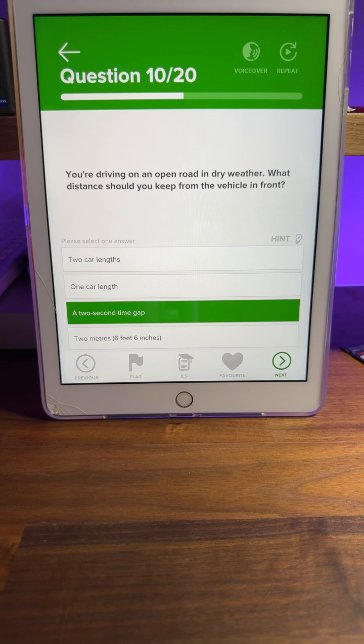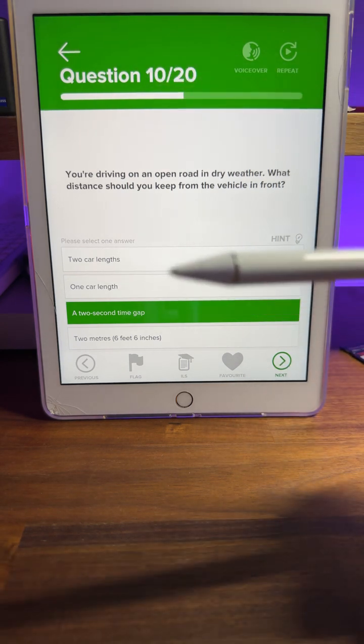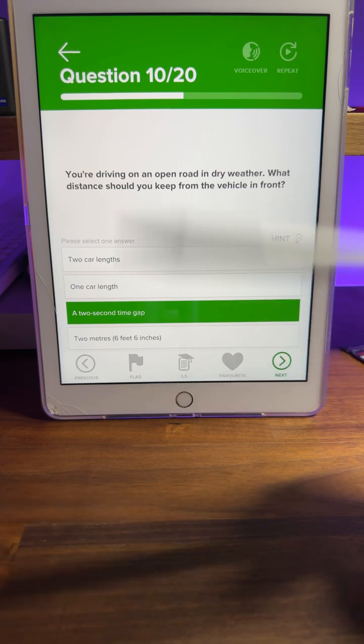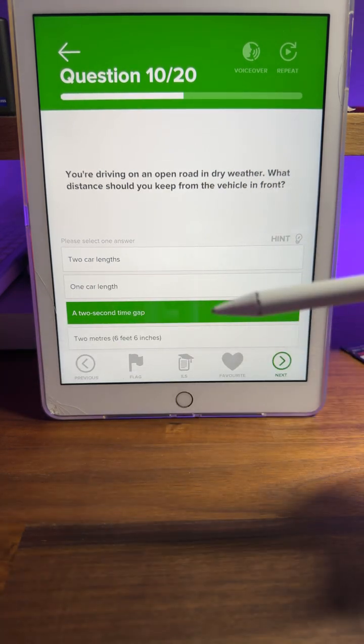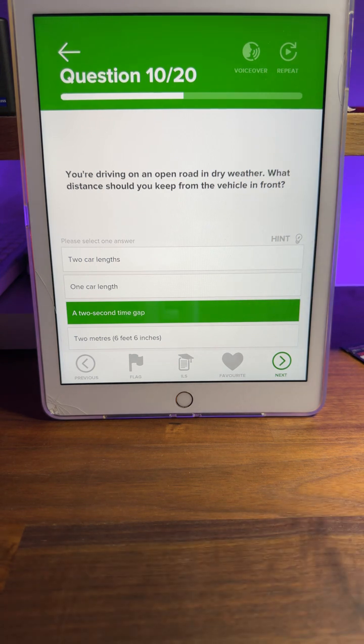Are you allowed to give a bigger time gap than 2 seconds? Yes, you are. Obviously, the faster you go speed-wise, the bigger gap you want to keep. Wet weather, snowy weather, you want to keep a bigger gap than 2 seconds from the vehicle in front of you, yeah?